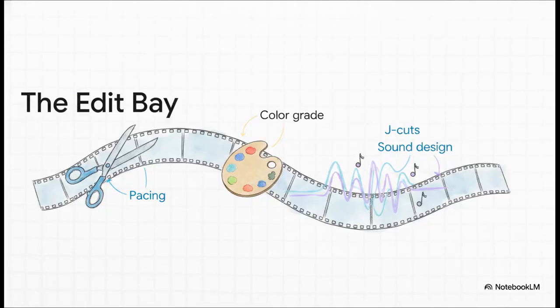So that vital 20% in the edit bay, that's where the real magic happens. You have to color grade your clips so they actually feel like they were shot on the exact same roll of film. You've got to utilize J-cuts, where the audio of the next clip starts playing right before the video cuts to simulate natural human dialogue.